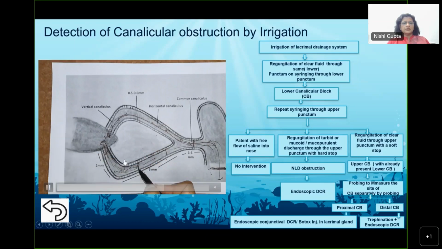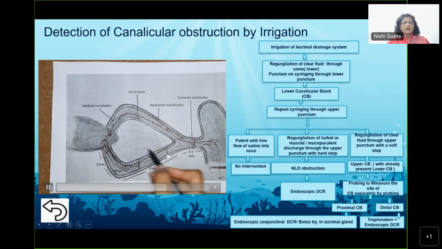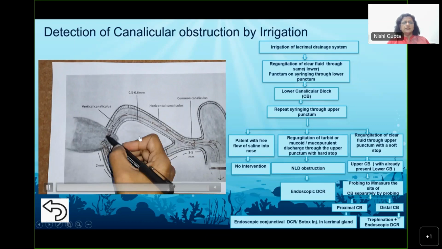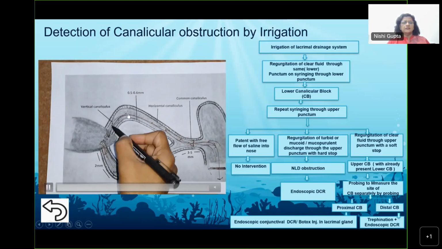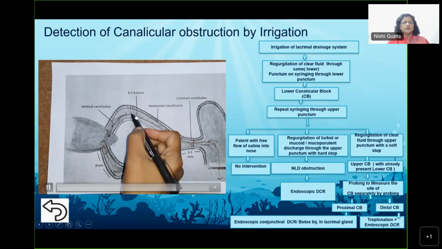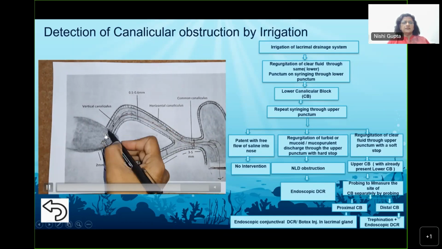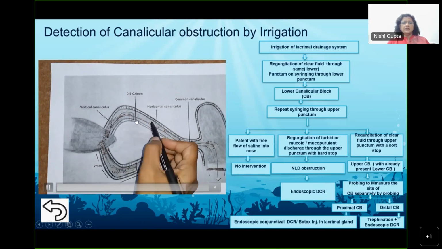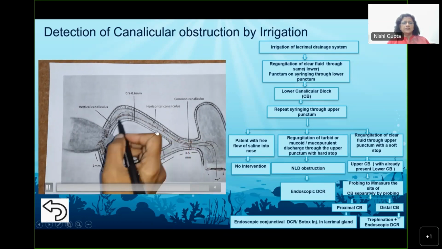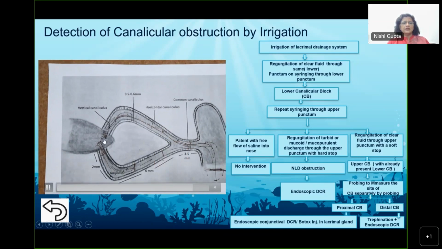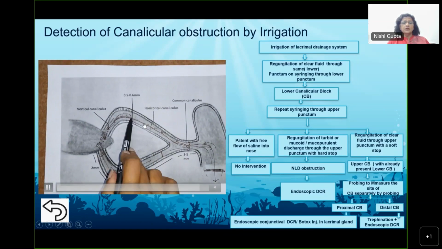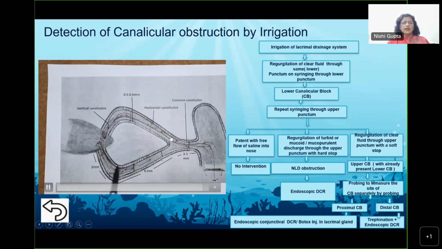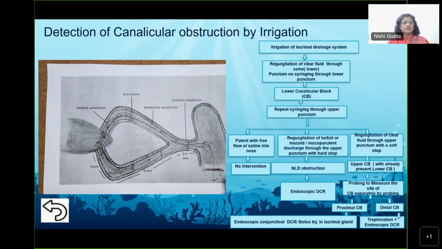So this patient already has a lower canalicular block. Just in case we perform irrigation through the upper punctum and the fluid regurgitates through the same punctum again, that means there is upper canalicular obstruction also. In that case, it can be at any level. This patient already has a lower canalicular obstruction and he has the upper canalicular obstruction also. Then the management is very different, and we need to do a canaliculoplasty based on the site of obstruction that we'll be talking about.